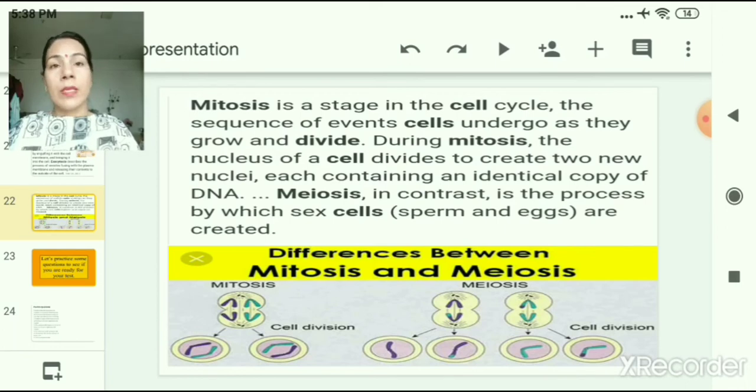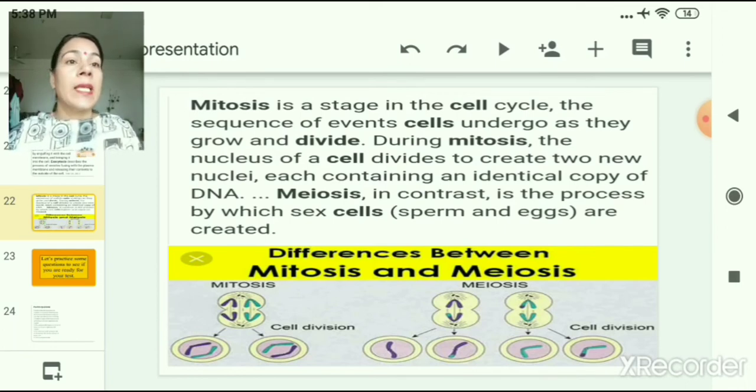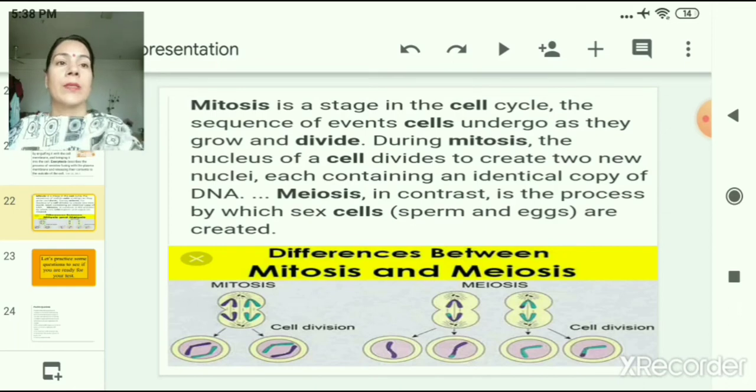So let us go through this slide once again. Mitosis is a stage in the cell cycle, the sequence of events cells undergo as they grow and divide. During mitosis, the nucleus of the cell divides to create two new nuclei, each containing an identical copy of DNA. Meiosis, in contrast, is the process by which sex cells, sperm and eggs, are created.